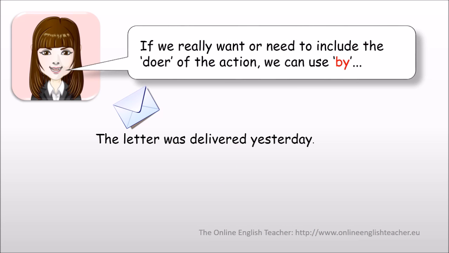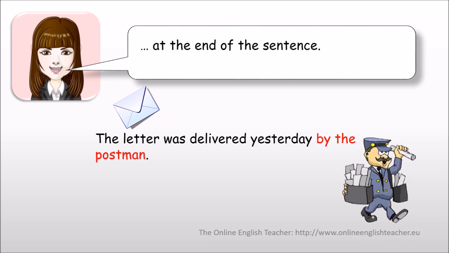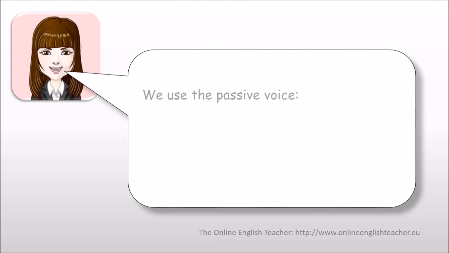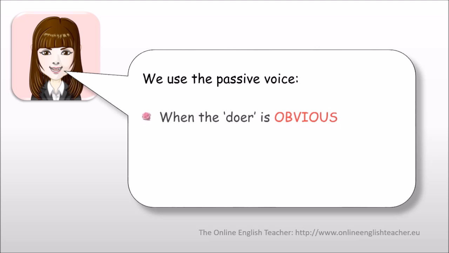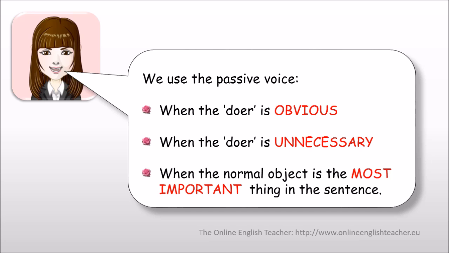If we really want to add the doer of the action, like in the first sentence, the postman, we can add this by using by at the end of the sentence. So, the letter was delivered yesterday, and we can add the postman by using by the postman at the end of the sentence. So, we use the passive voice when the doer or the subject of the sentence is obvious or unnecessary in an active sentence, or when the normal object of an active sentence is the most important thing we want to talk about.